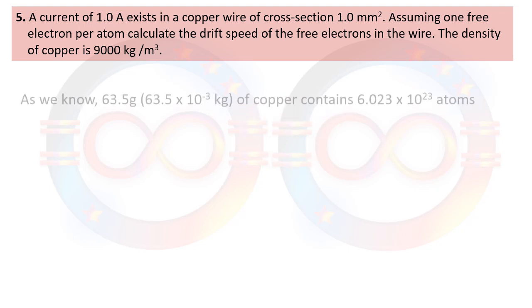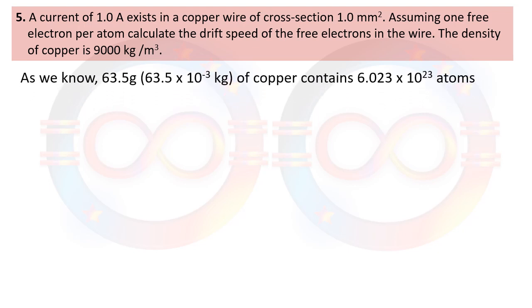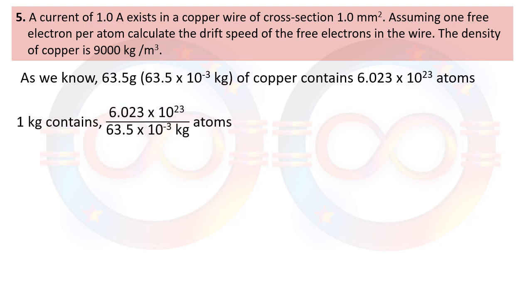We know that the molecular weight of copper is 63.5 gram, or 63.5 into 10 raised to minus 3 kg. That much amount of copper is nothing but 1 mole, and we know that 1 mole of any material contains 6.023 into 10 raised to 23 atoms, that is equal to Avogadro's number. So 63.5 into 10 raised to minus 3 kg of copper contains a number of atoms equal to Avogadro's number. So if we talk about 1 kg or unit mass, how much is it?